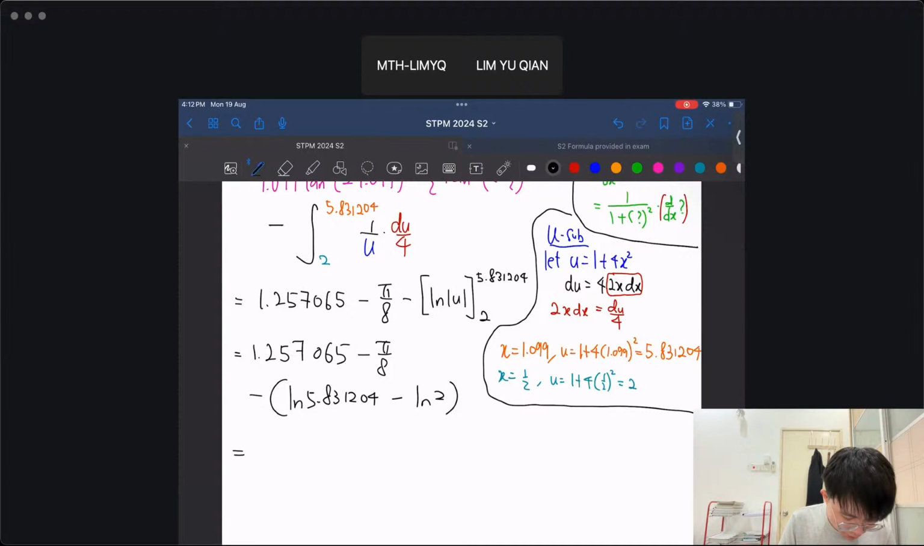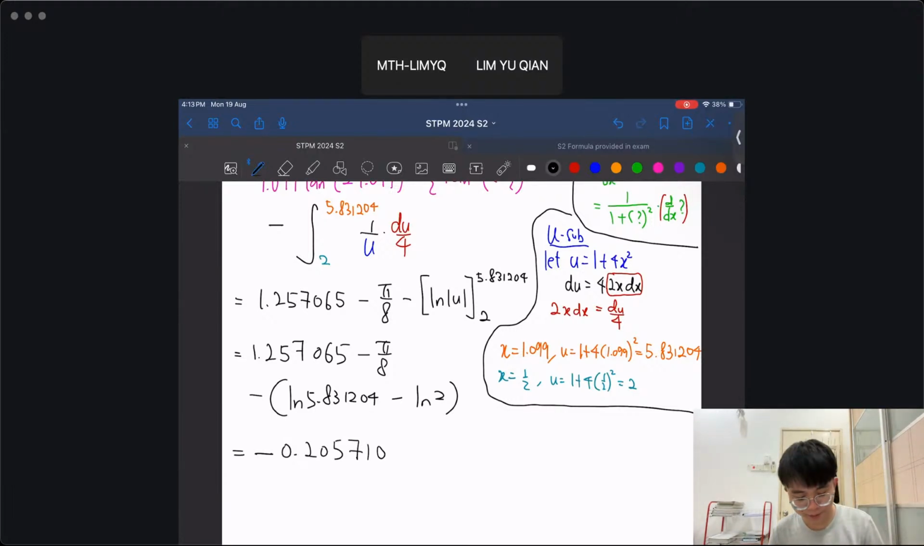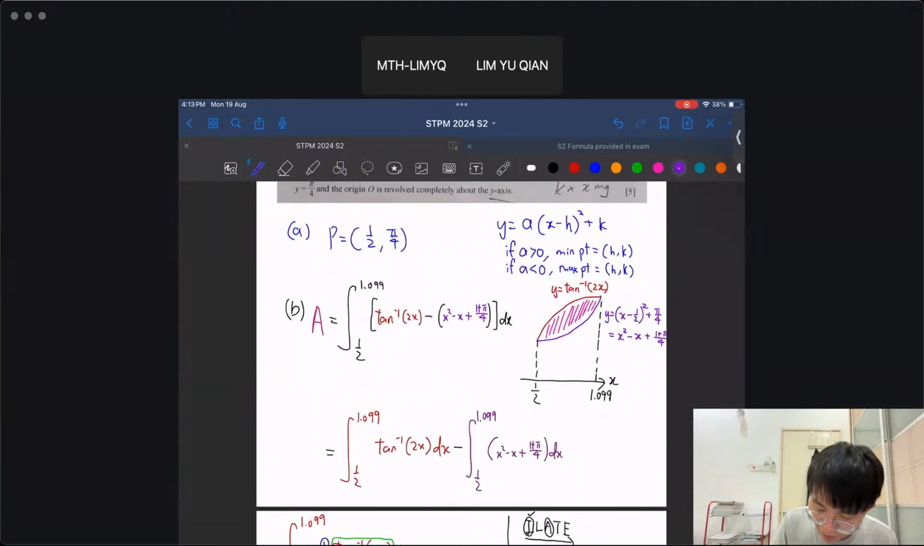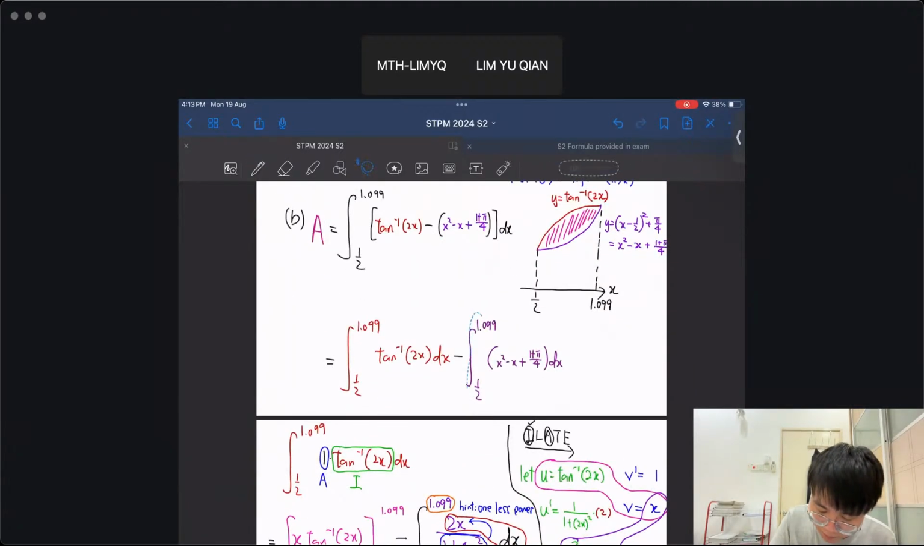So that's why this question got 9 marks. Minus ln 5.831204 minus ln 2. So this value is negative 0.205710. Okay, 6 dp already. Now we already done the first part. Let's focus on the second part. Second part, everybody knows.